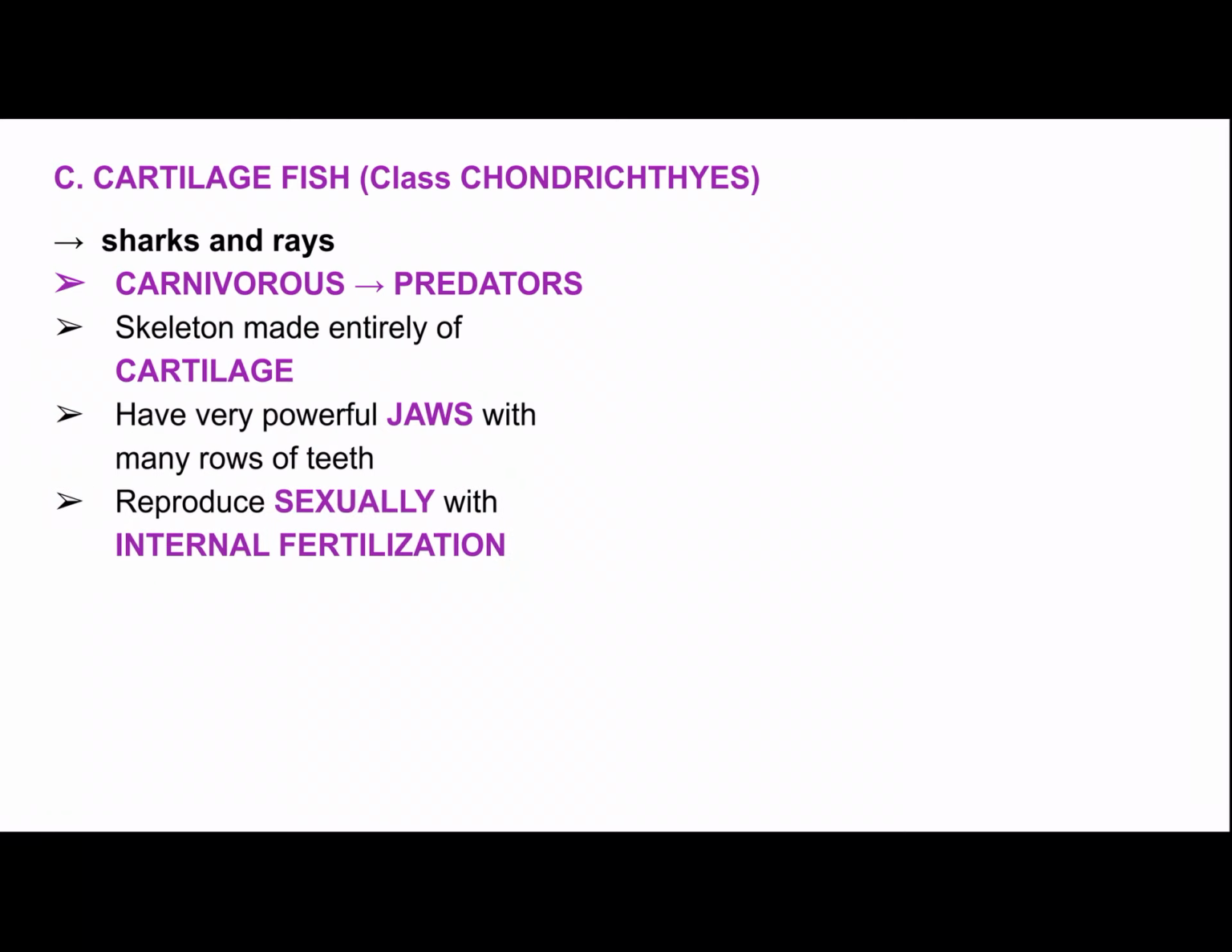Cartilage fish reproduce sexually with internal fertilization. So the males deposit the sperm directly inside the female, and then the females will lay eggs. Once the baby sharks or the baby rays hatch from their eggs, they're not cared for. They're kind of on their own, which is the same for all other fish species as well. There is no caring for the offspring that goes on.